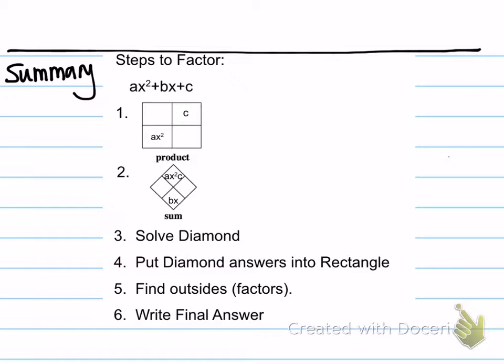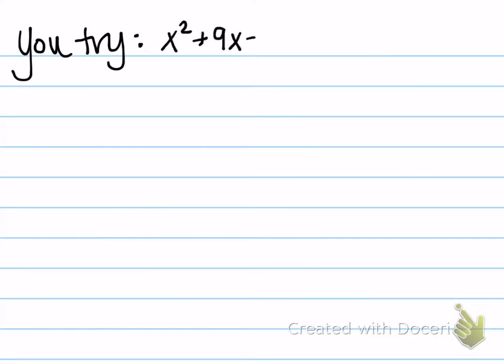At this point you might need to take a second to pause to finish those steps, but make sure you have that. Alright, now we're going to do some problems that you have to try. So I'm going to have you pause. It's going to ask you to fill in your answer for what you think the factored form of x squared plus 9x plus 18 is, and then you're going to watch to make sure that you ended up with the right answer. So take a second to pause and work that out.